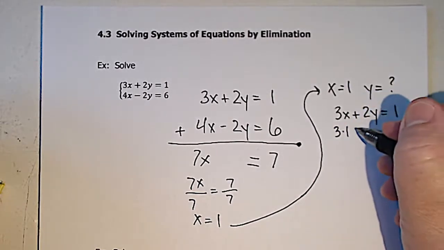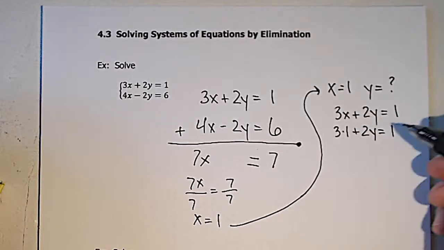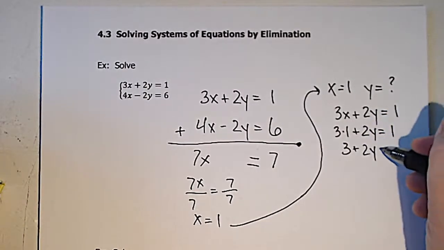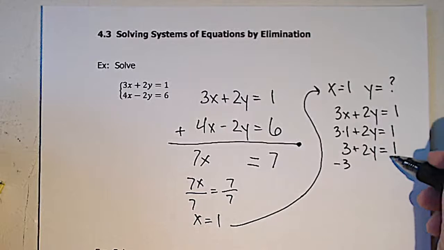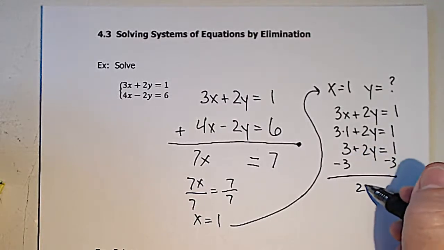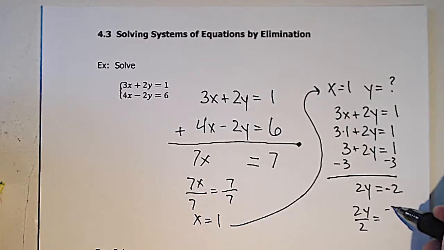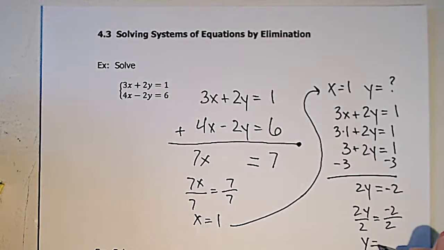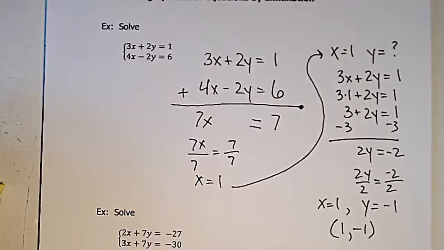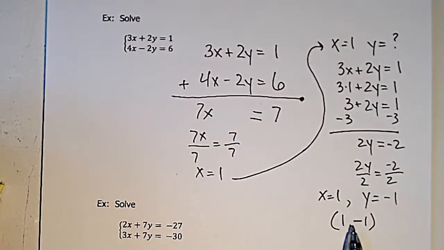3 times 1 plus 2y equals 1. 3 plus 2y equals 1, minus 3, minus 3. 2y equals negative 2, divide by 2. I know I'm on a roll, right? y equals negative 1. Bam. I've got the coordinates. x equals 1, y equals negative 1, or, sorry, let me show you, or the point, (1, -1).